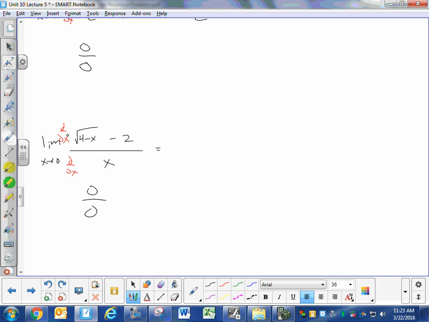Why don't we go ahead and all do this one by taking the derivative of the top and the bottom and find out the limit as x approaches 0 of those derivatives. We all need to remember the chain rule. And we all need to remember that the derivative of minus 2 is just 0. It's just minus 0.